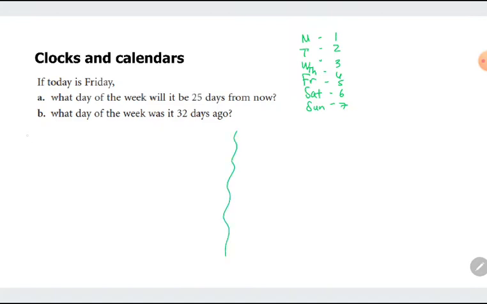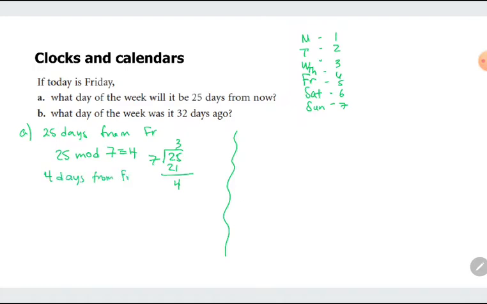So, how do we solve this? Through the first process, letter A first. So, 25 days from Friday. So 25 modulo 7. So 25 divided by 7. 7 times 3 is 21. Remainder 4. So that's not your final answer. 4 days from Friday. In symbol form, Friday is 5.